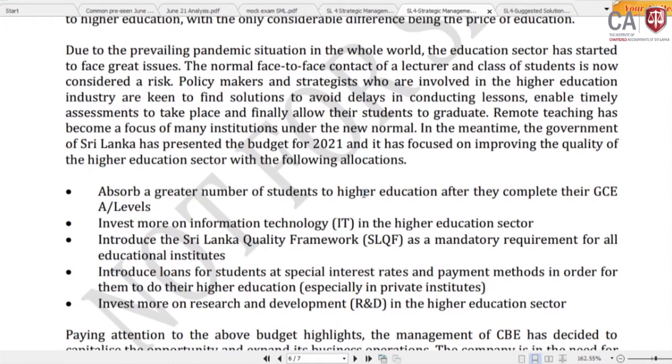Policymakers and strategists who are involved in the higher education industry are keen to find solutions to avoid delays in conducting lessons, enable timely assessment to take place and finally allow their students to graduate. Remote teaching has become a focus of many institutions under the new normal. In the meantime, the government of Sri Lanka has presented the budget for 2021. It has focused on improving the quality of the higher education sector with the following allocations.